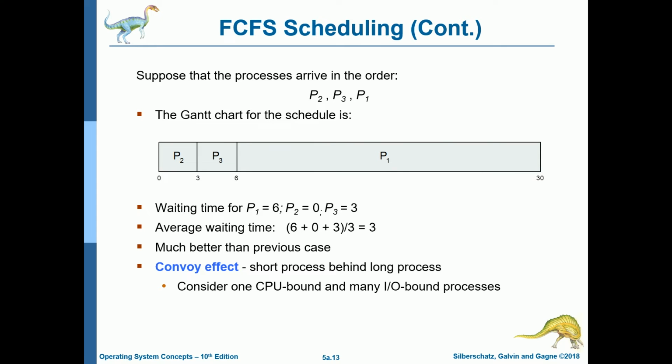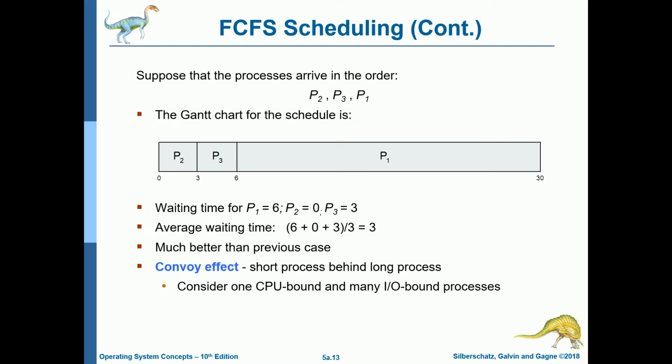Now let's look at the exact same problem, but in a slightly different order. If process 2 arrives first, followed by 3, followed by 1, then the Gantt chart looks like this. Now we can see that the waiting time for P1 is 6 time units. Waiting time for P2, as it arrived first, is 0, and P3 only has to wait 3 time units. So in this case, the average waiting time is only 3.